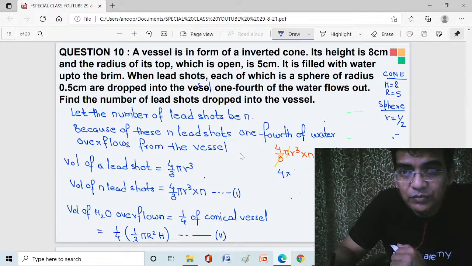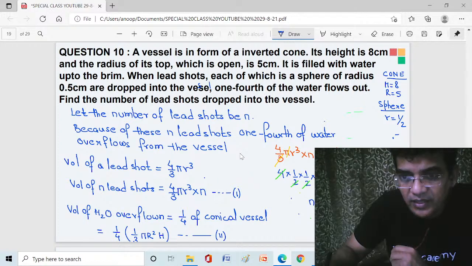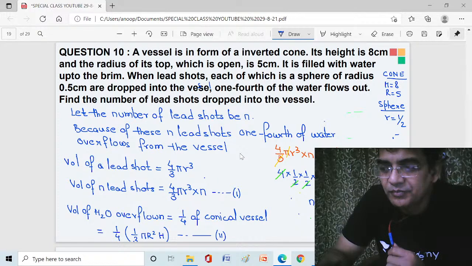So first of all, you can see 2 twos are 4. This will reduce it. On the right side, this 4 is going to reduce 2. Okay, now all have been reduced, whatever can be reduced. Now we have to find n. So n is equal to, we cross multiply this 2, so this is 5 into 5 into 2 into 2. So finally you can say that 100 spherical lead shots were dropped into the vessel. The question says how many lead shots were dropped into the vessel. So we can say 100 lead shots were dropped into the vessel.